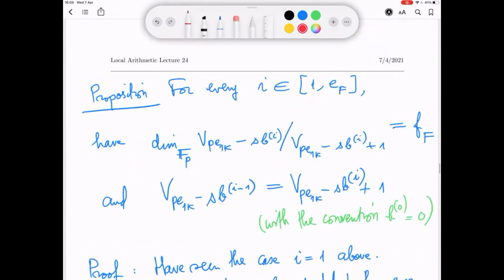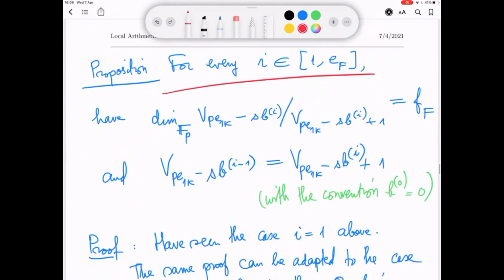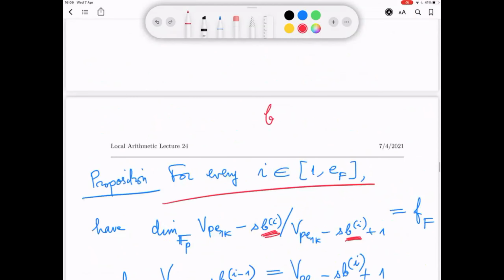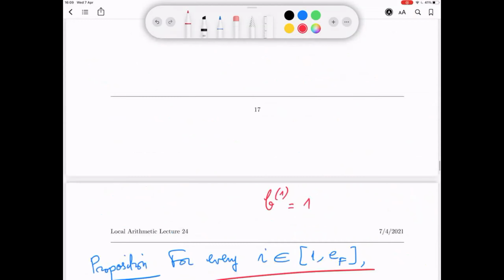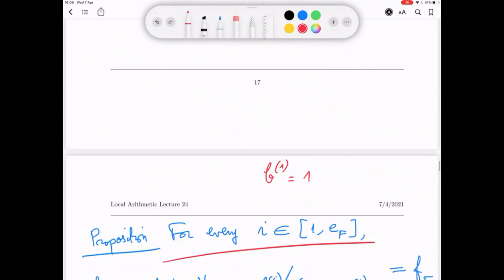Okay, so the proposition says that for every I in this, here we had done it for B1, for I equal to 1. B1 is, of course, equal to 1. Let's just check that. B1 is supposed to be 1, that's I, plus the floor of (1 minus 1) upon (P minus 1). The floor of 0 is 0, so that's 1.